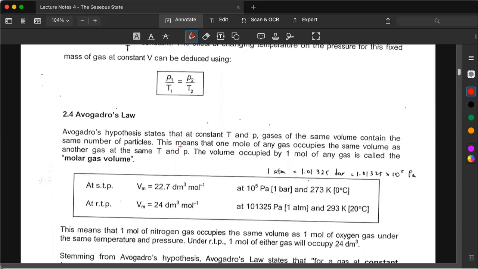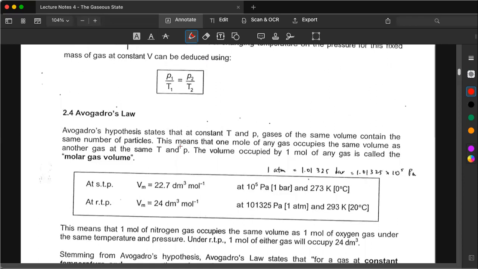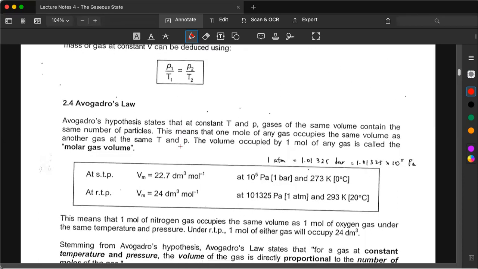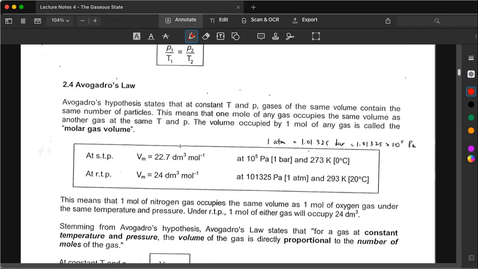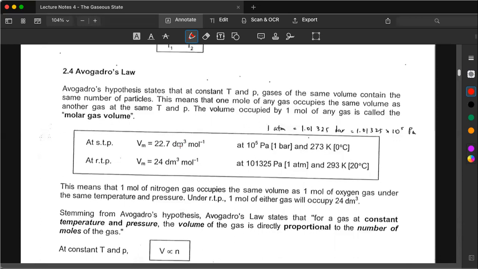The last law to use before we deduce the ideal gas law will be Avogadro's law. So Avogadro's hypothesis states that at constant T and P, gases of the same volume contain the same number of particles. This means that 1 mole of any gas will occupy the same volume as another gas at the same temperature and pressure. The volume occupied by 1 mole of any gas is called the molar gas volume.